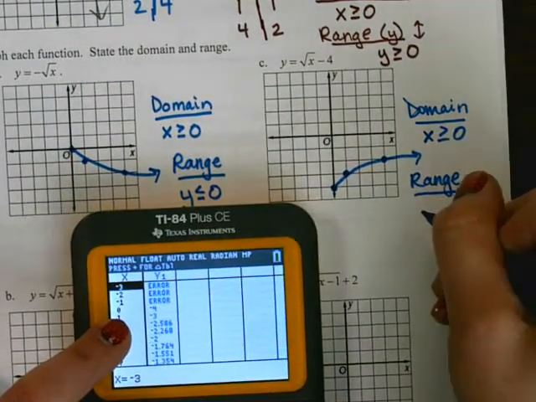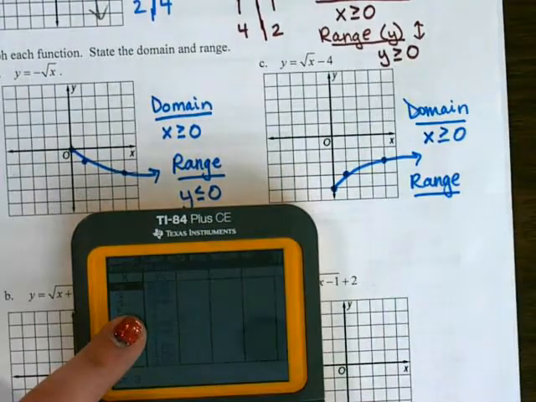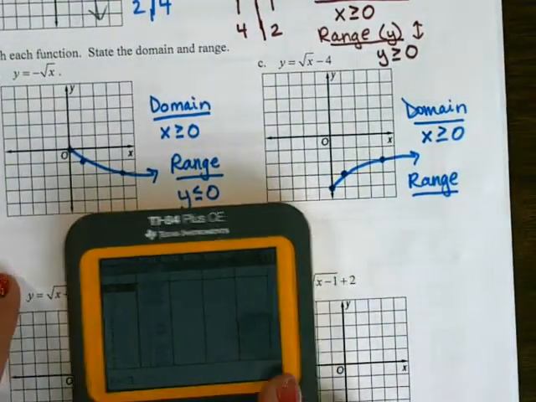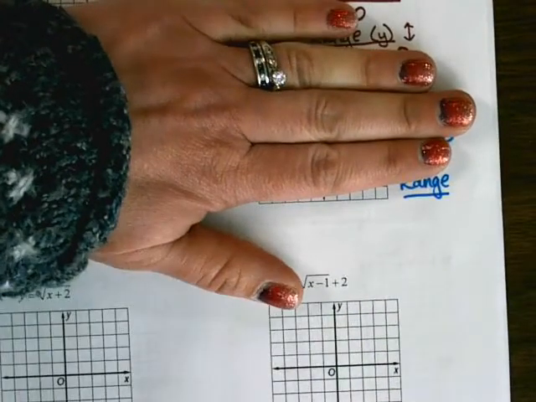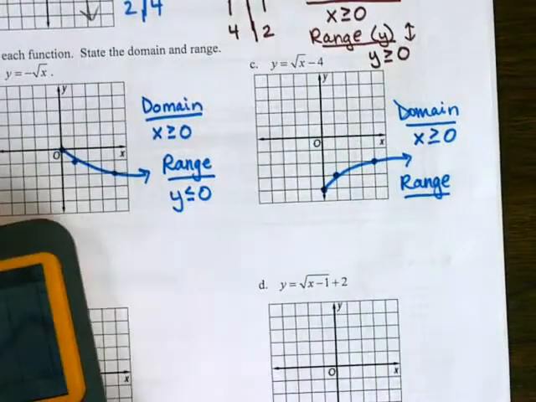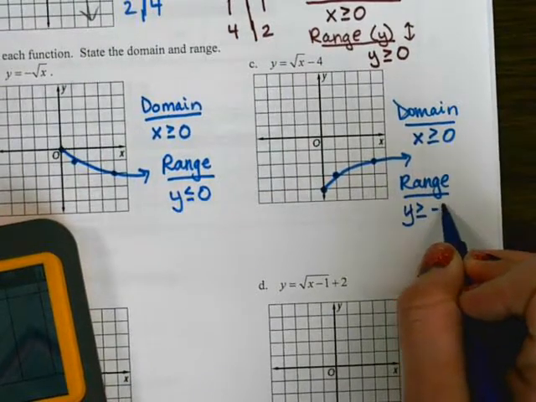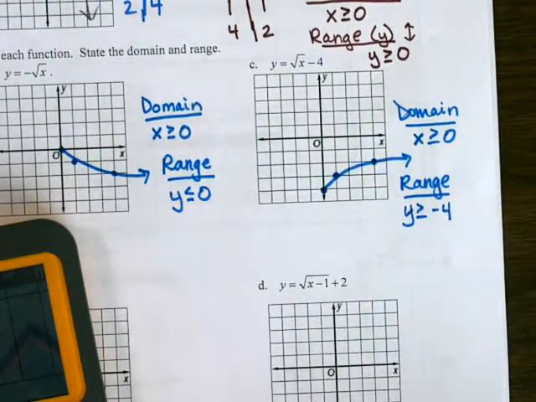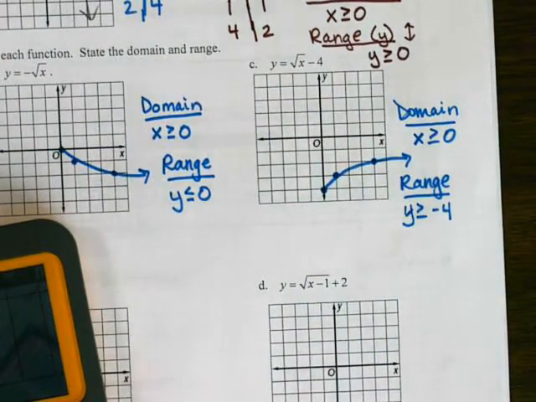Okay, my range. All the numbers? Really? Do you see your graph below -4? Yeah, y is greater than or equal to -4. Why did that get better? You okay with that?